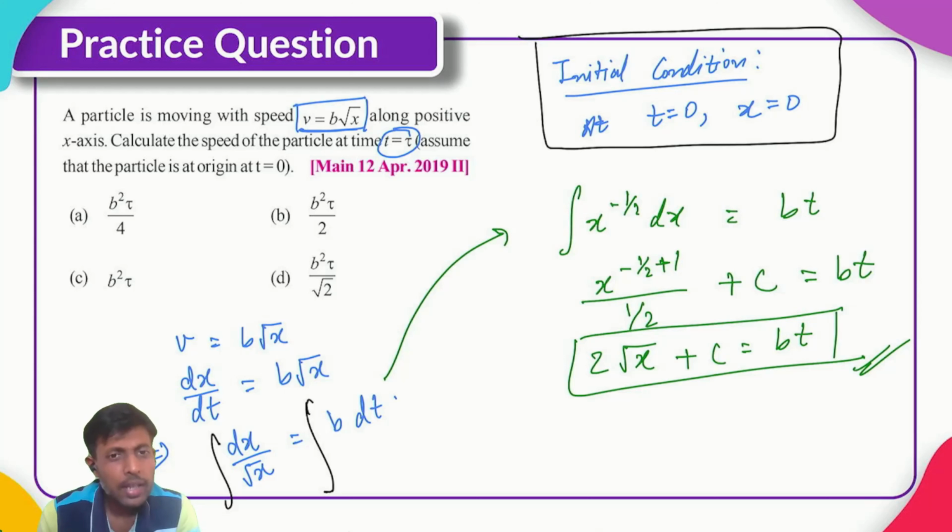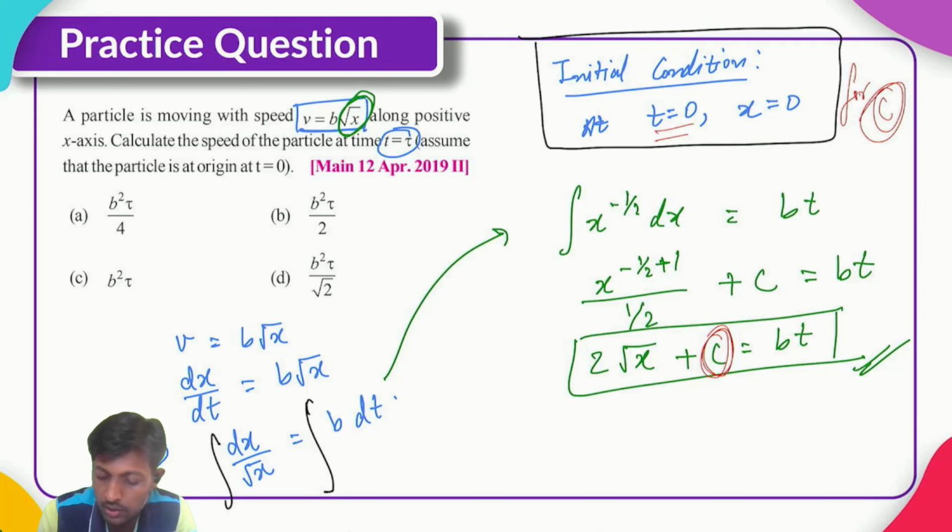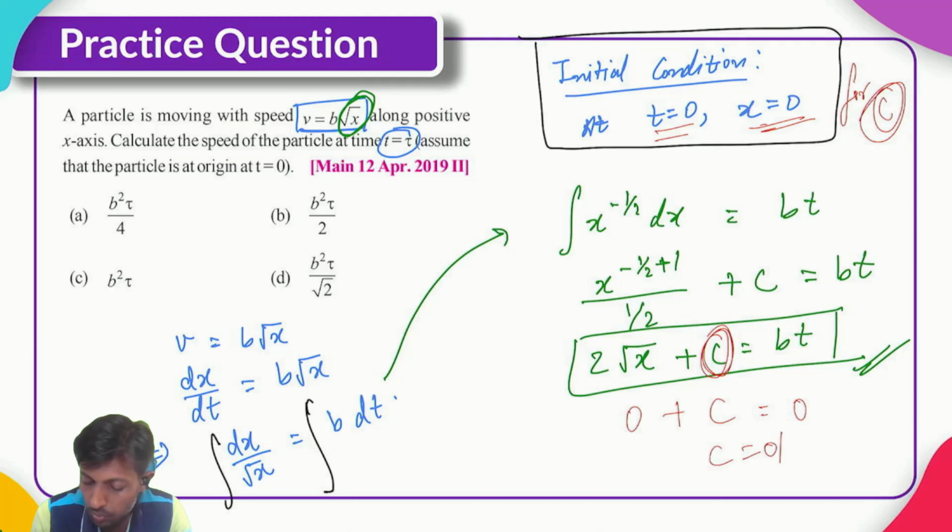But we don't really need that, because ultimately what we want is velocity as a function of time, and velocity has root x inside it. So we can directly replace root x. But before that, we have to find out that constant. So let's find this constant now using the initial condition that at time t equal to 0, x is also 0. So 0 here, and this constant also comes out to be 0. Very nice. The constant is 0.